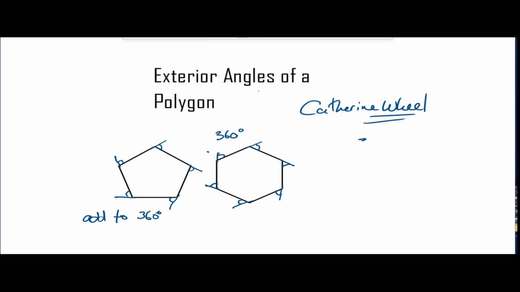It's the same for any polygon, which is concave really, but any polygon that you will see this year has this property. The exterior angles, that is the Catherine wheel angles, add up to 360 degrees.